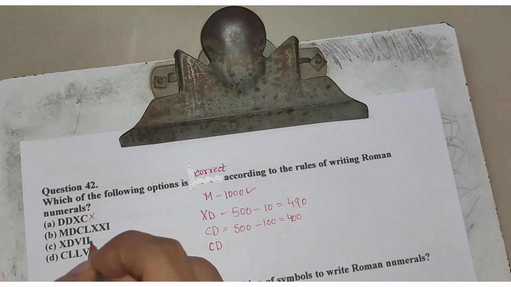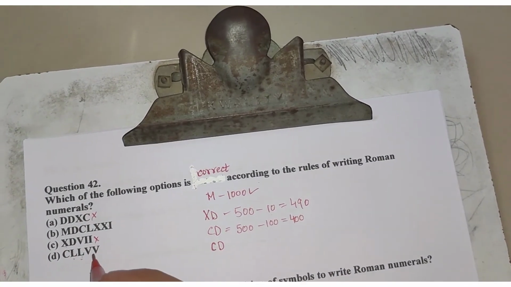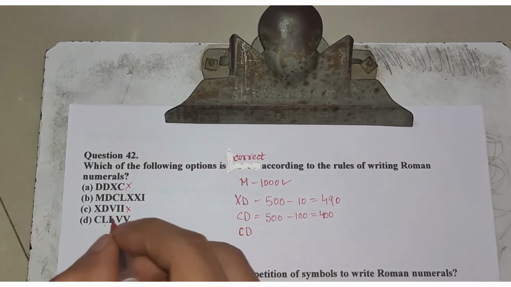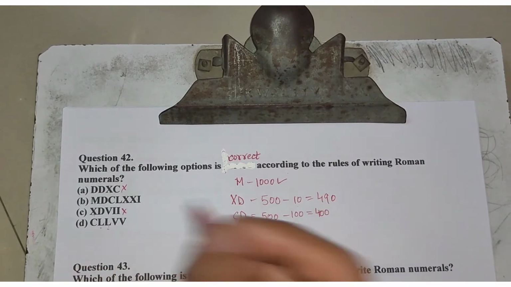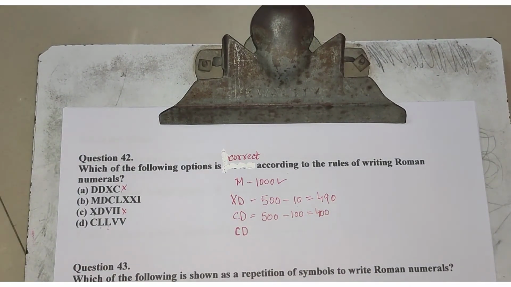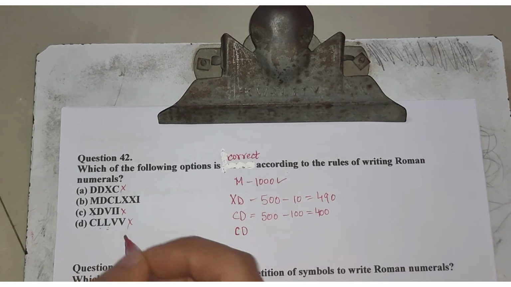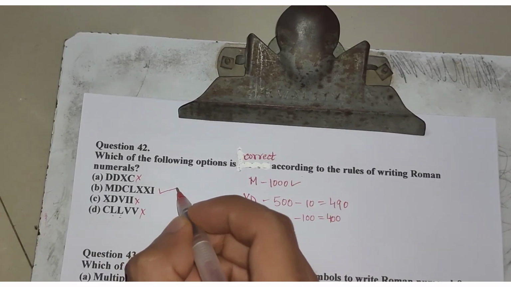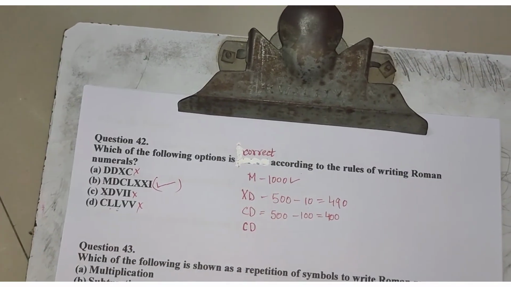So this won't work. Again, L and L is repeated. We never repeat the same numeral like this. It represents 50 plus 50, which is 100, and we always represent 100 by C. So this also is neglected. So only option B will be the correct one here.